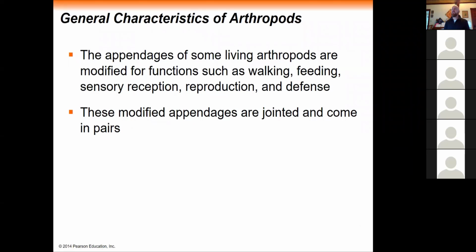So the general characteristics of arthropods, again, modification of the legs and appendages is sort of the key. We have appendages modified for walking, for feeding functions, for sensory organs, reproductive, defense appendages, for flight, all sorts of different things. One of the characteristics is typically these appendages come in pairs.